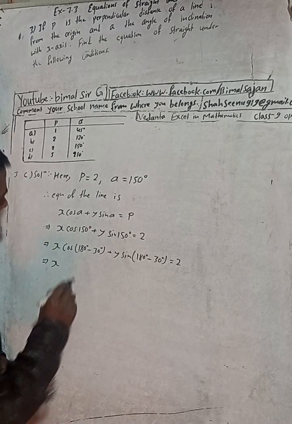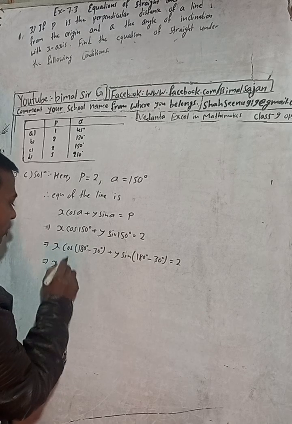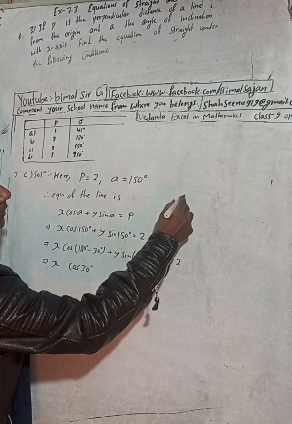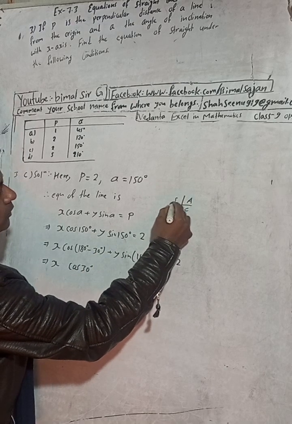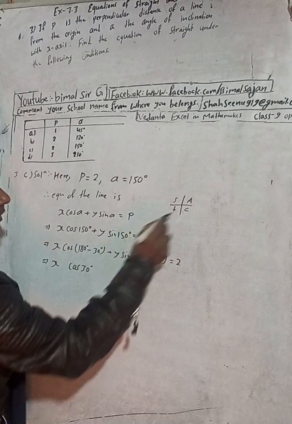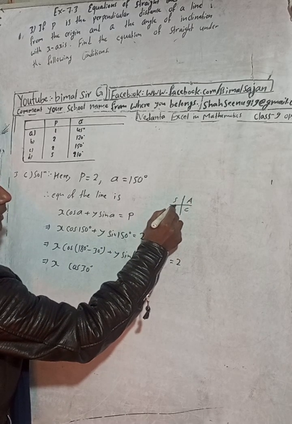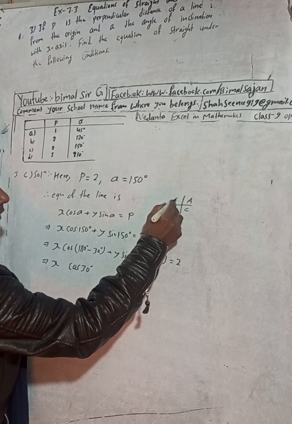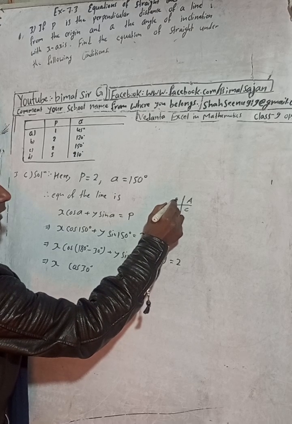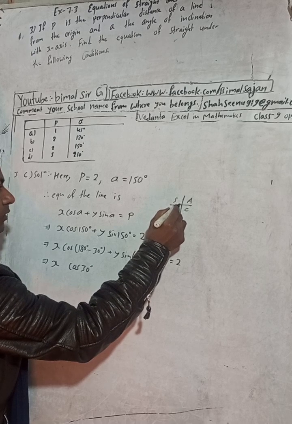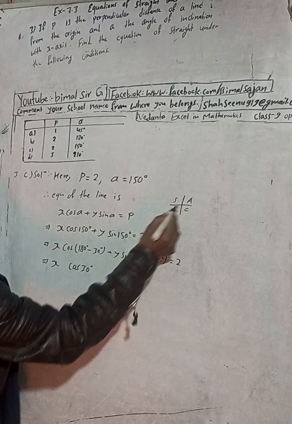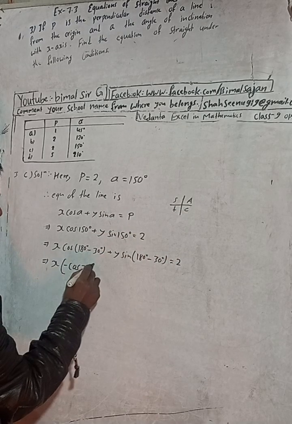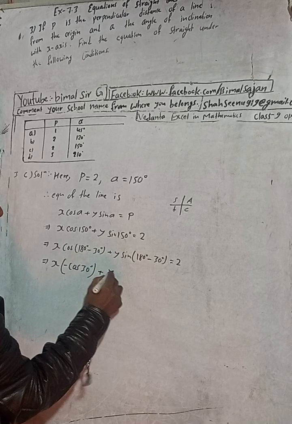For cos 180, the function stays cos only, and then 30 degrees. Now the CAST rule. What does the CAST rule tell us? 180 minus 30, with 0, 90, 180, minus 30 means it is somewhere in the second quadrant. In the second quadrant, only sine and cosec are positive and cos is negative, because cos is positive in the fourth quadrant. So this will be minus cos 30 degrees, plus y.